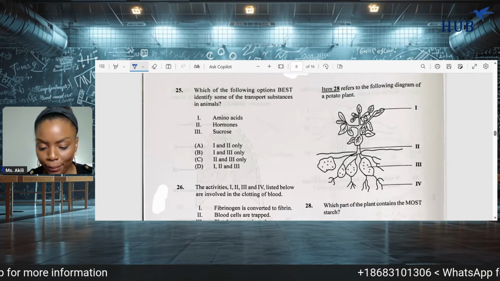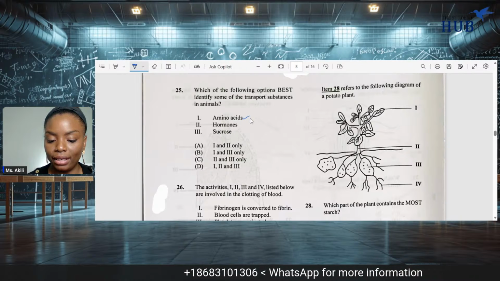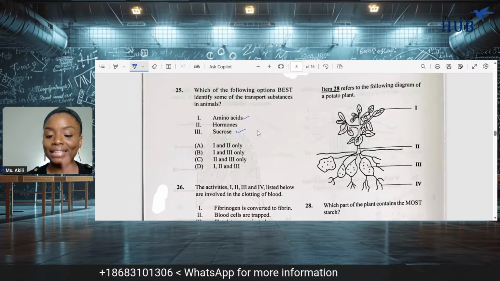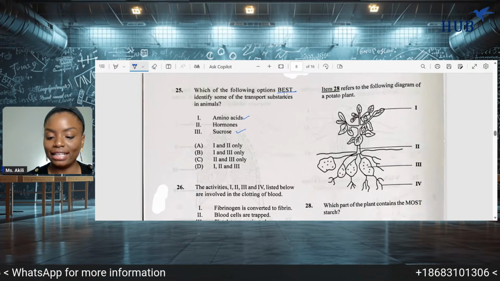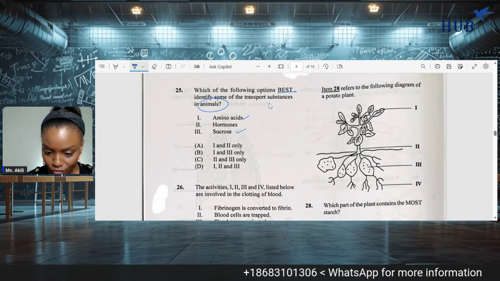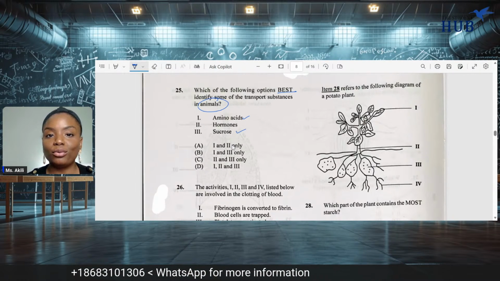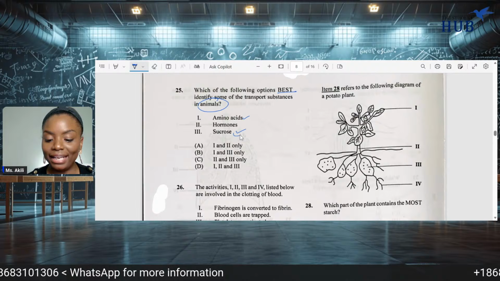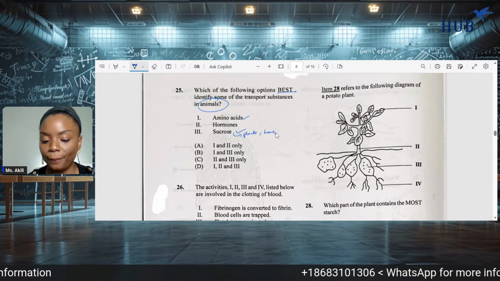So we have B coming in. So B is 1 and 3 only. So you're saying that it's going to be amino acids and sucrose. But the thing is here, the question says to best identify, but it says transport substances in animals, right? So animals don't transport sucrose. Sucrose is made in the plants and transported in the phloem.